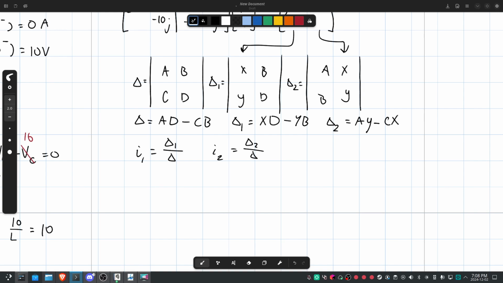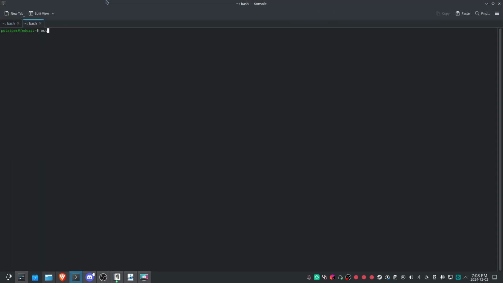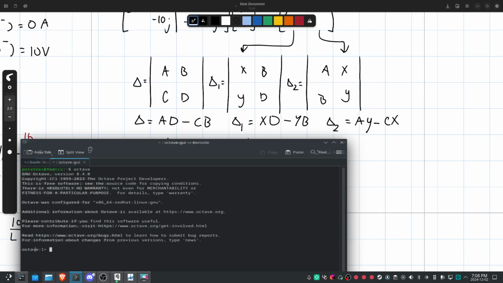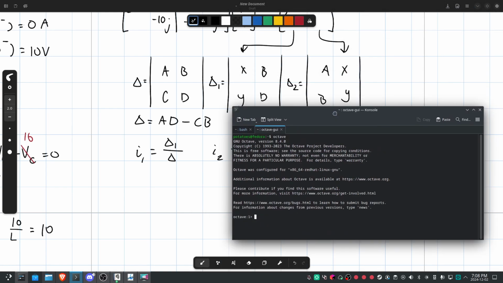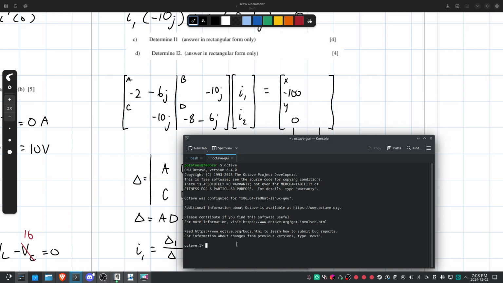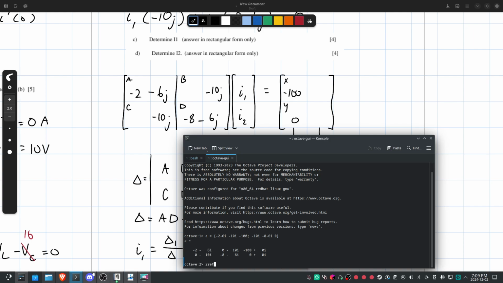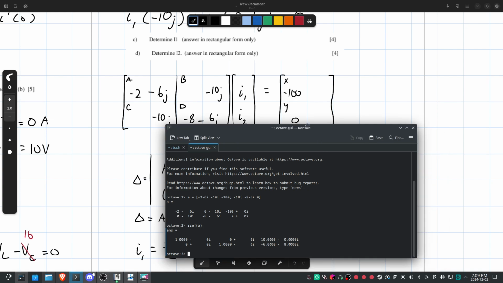I'm not going to go through that by hand. We are going to type it out into MATLAB. So that's going to be -2 minus 6i, minus 10i, minus 100, minus 10i, minus 8 minus 6i, 0, and then REF it. There you go.